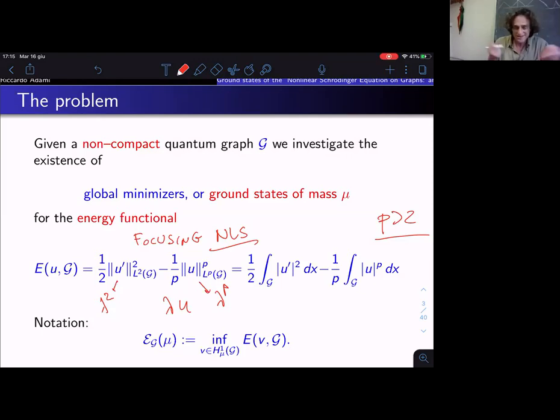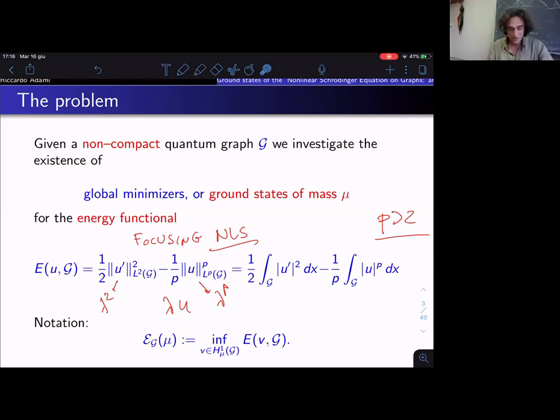But of course, we are thinking of another problem. The problem is ground state at mass mu. This is why we use the space H^1_mu. So we want to find or to establish whether a minimizer at mass mu for this functional exists. Okay? So the important object is the infimum of the energy in the space H^1_mu. Here basically the graph will be fixed. We will treat every graph separately. And we will use this notation: a sort of italic C_G of mu is equal to this infimum.